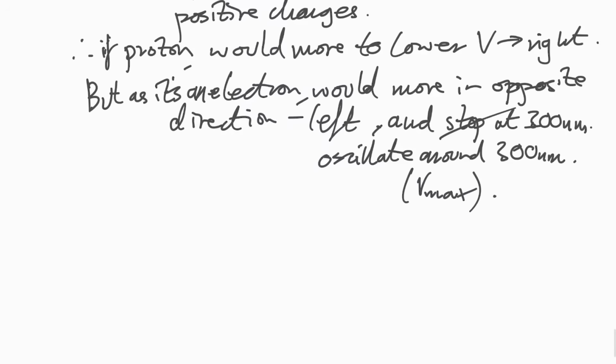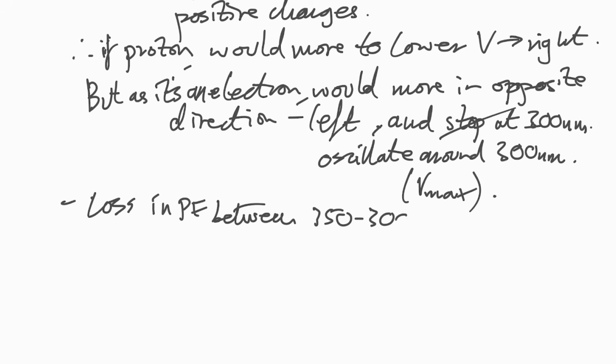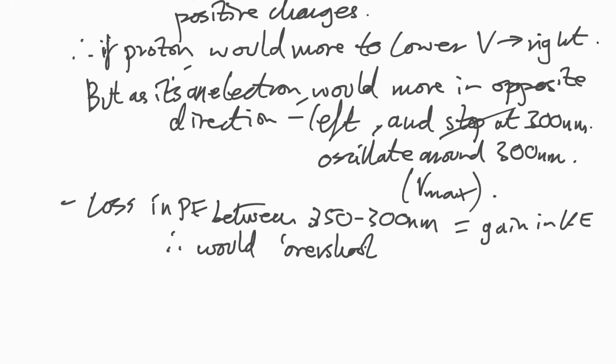I should probably put something about kinetic energy. Fine. Well, actually, we don't know. Yeah, no, it would have some kinetic energy. So we're going to say the loss in PE between 350 nanometers to 300 nanometers, so it's whipping towards 300, equals gain in KE, therefore would overshoot. And that's why it oscillates. So this is ultimately just oscillations that's going on. But yeah, weird question.